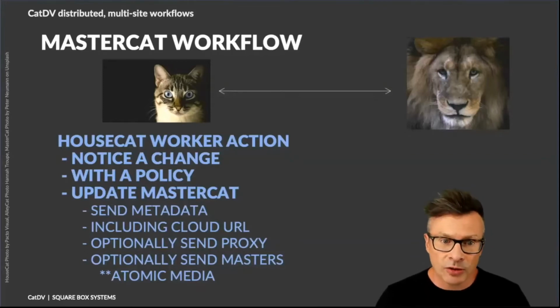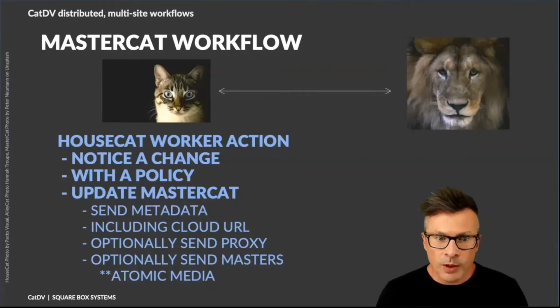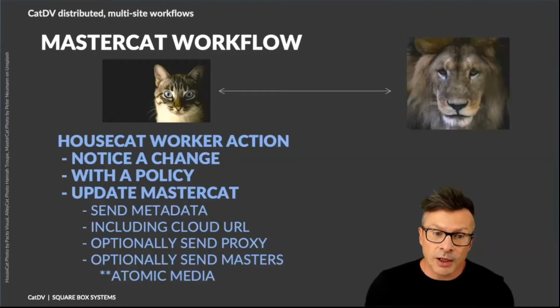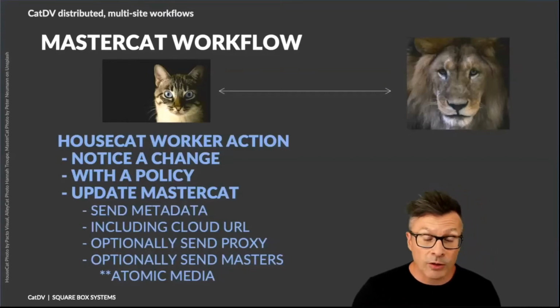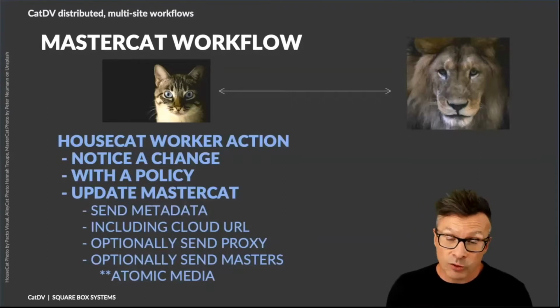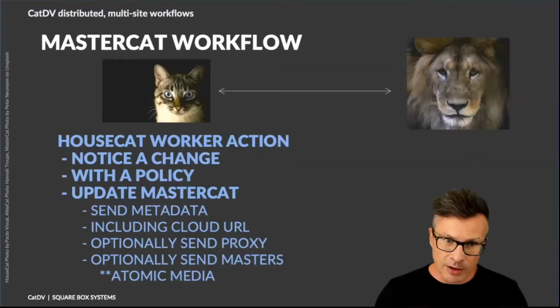And then the worker leaps into action and it updates MasterCat. So what the HouseCat worker is actually doing with its job is logging in to the MasterCat system, sending the metadata, and that might be new metadata or updated metadata if it's already sent it. And that metadata could include a cloud URL. So if we've archived from HouseCat to a cloud storage platform, then we can send that cloud URL as well as the credentials potentially to the MasterCat system, so that content can be immediately accessed from MasterCat as well as HouseCat. It's pretty cool. But for those folks that aren't using cloud storage, we can optionally choose to send proxy media. So the content can play on MasterCat as well as on HouseCat.